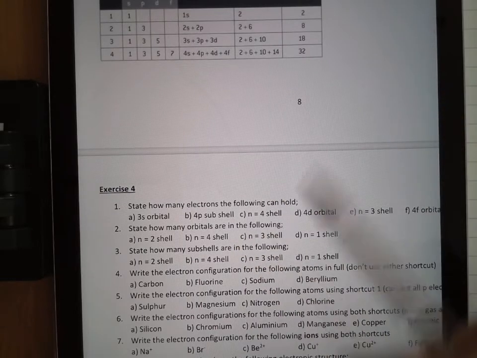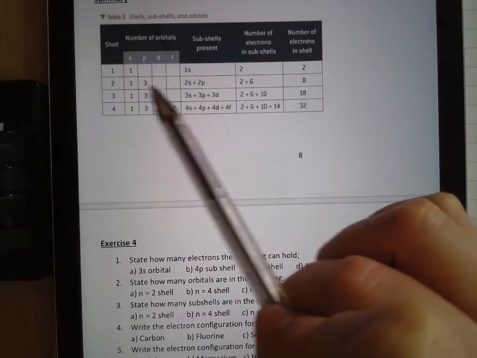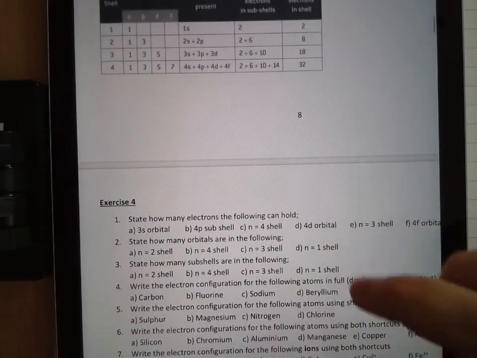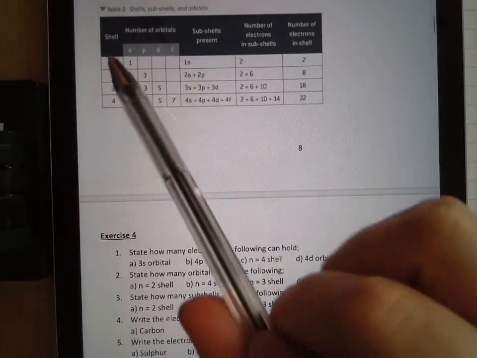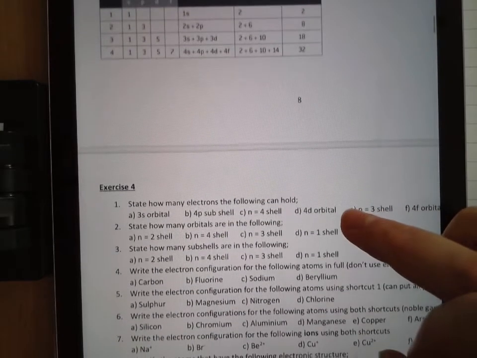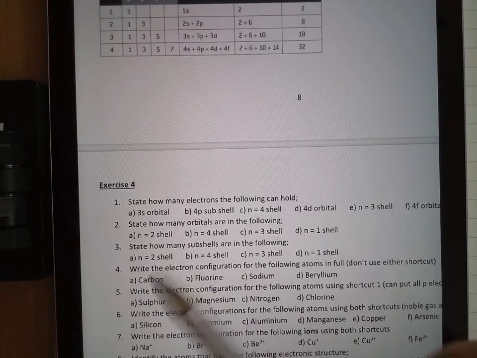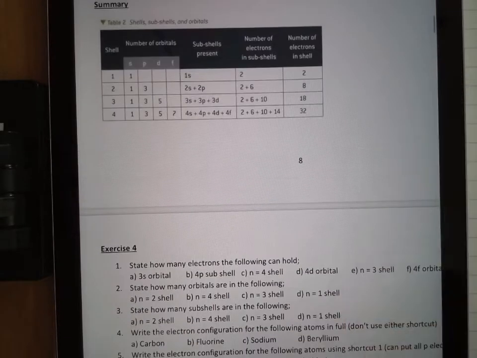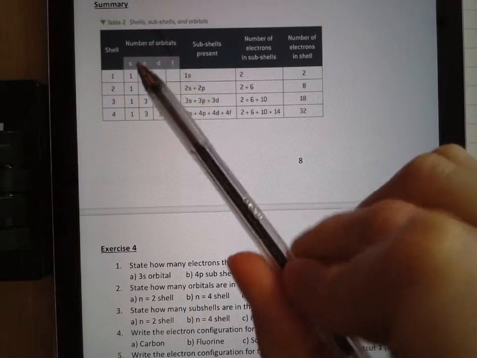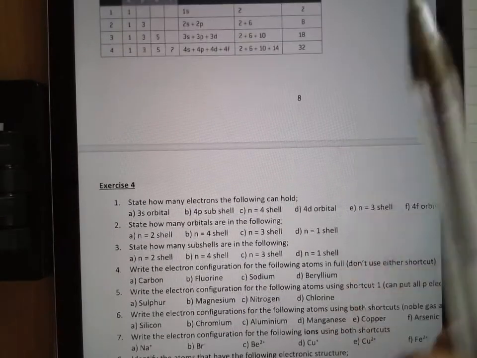How many orbitals are in the 3rd shell? You've got 1 s, 3 p's, and 5 d's, so you've got 9 different orbitals in the 3rd shell. And in the 1st shell, you've only got an s orbital. You've got 1 orbital in the 1st shell. The next question, how many subshells are in the following? So n equals 2. When I'm talking about subshells, I'm just talking about the s, p, d, and f orbitals.